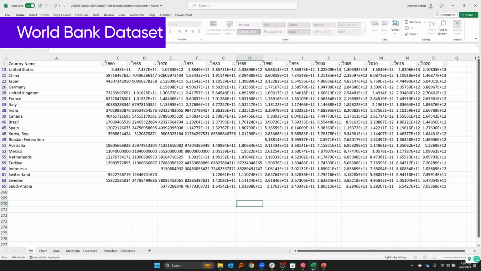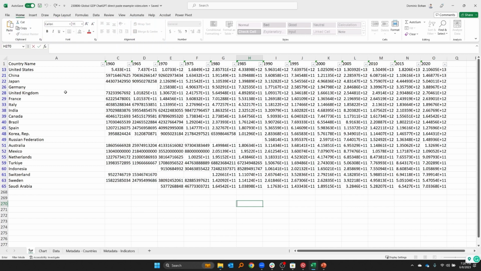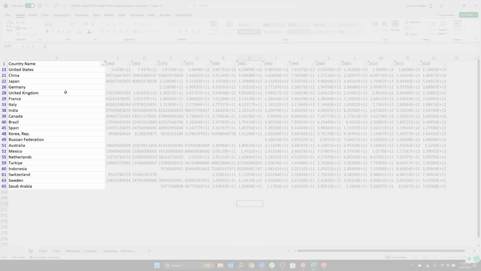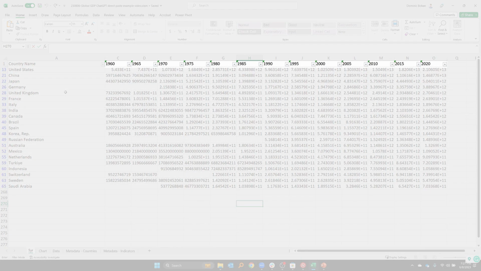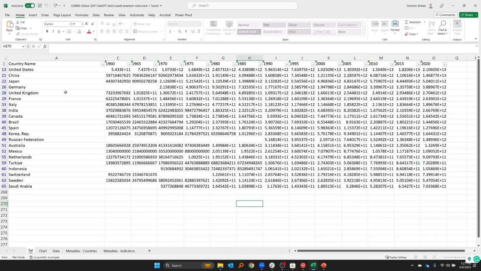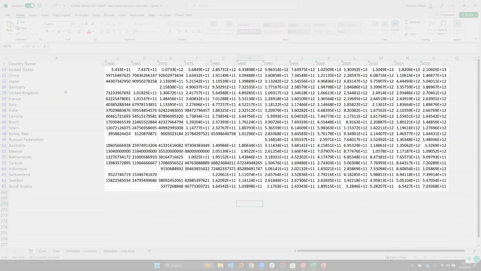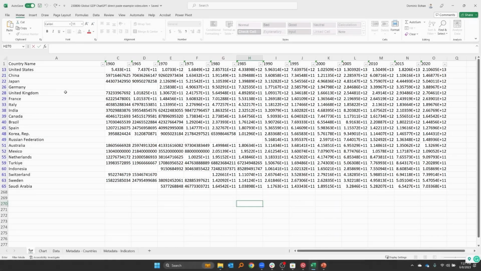So here we have a dataset from the World Bank. It's got the GDP in US dollars of the 20 largest economies in the world. The 20 largest is determined by summing up their total GDP or total economic output over the entire period from 1960 all the way up to 2020. And we've got data points for each country every 5 years. Eyeballing this data, I don't really know what to do with it.